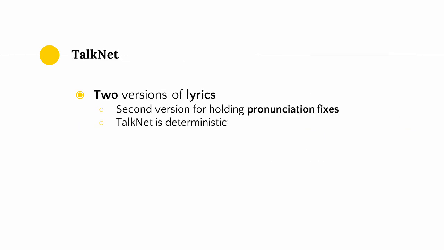Now let's talk about what I do with TalkNet. What I like to do is write out my lyrics, and then I maintain a second version of the lyrics based on that. The second version of the lyrics is for holding fixes to pronunciation errors. Unlike 15.ai, TalkNet is deterministic, so you can't just regenerate your line in hopes of getting a new line without an error if you encounter one.